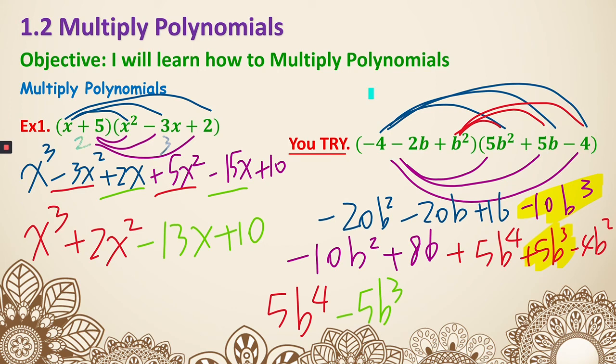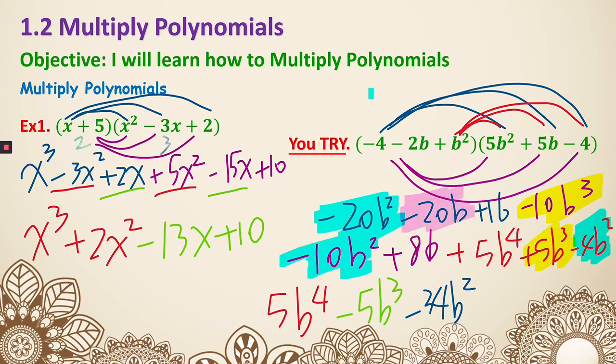Next, we can look for the b squares. Minus 20b squared, minus 10b squared. We also have a minus 4b squared. They will combine and become minus 34b squared. Then we have all of these b's, negative 20b and plus 8b. That will give you minus 12b. And lastly, we still have the 16. So just plus 16 on the end. And that is the trinomial multiplied by a trinomial.